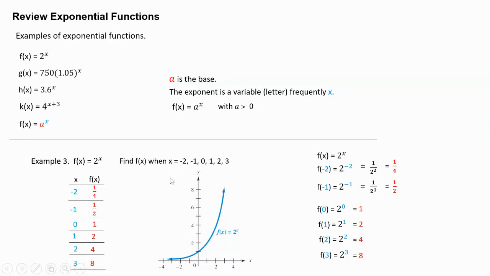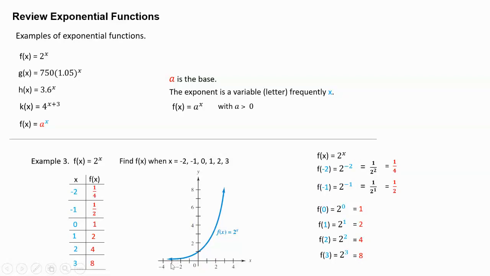And let me tell you why we don't use negative 3 or negative 4. The further that you go down the negative x values, the closer and closer you get to the x-axis, but it will never reach it. So it's useless to use negative 3, negative 4, negative 5, because eventually it's going to get so close to the x-axis that it's going to be hard to plot.